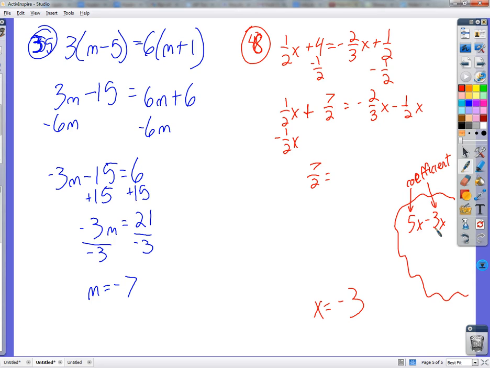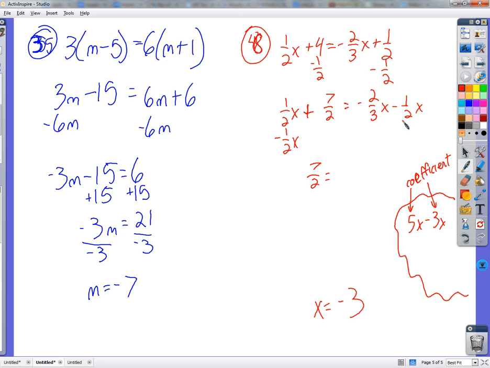Justin? 5 minus 3 equals 2, and 5x minus 3x equals 2x. Yeah, 5 minus 3 is 2. 5 of something minus 3 of the same kind of thing is 2 of that thing. Right? We keep the variable, and we subtract the coefficients. Which means that what we're doing up here, we must need to take negative 2/3 minus 1/2. How do we take negative 2/3 minus 1/2?